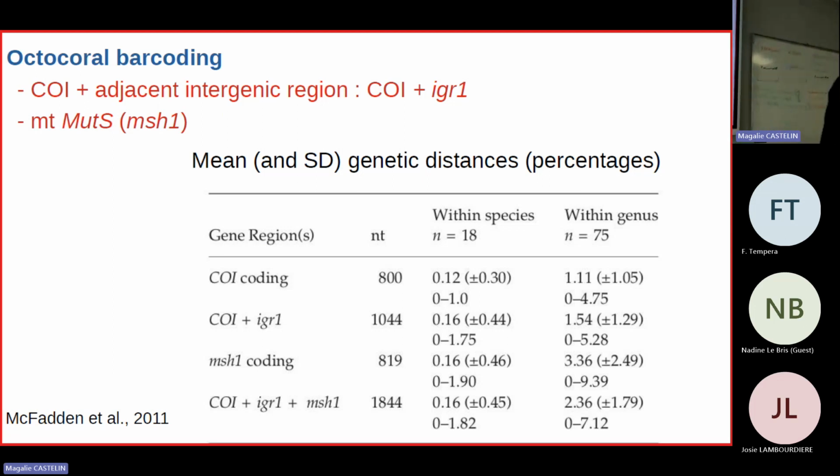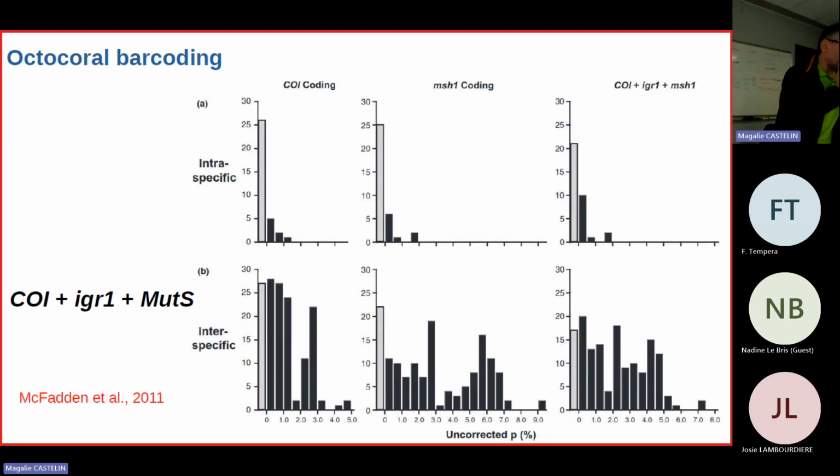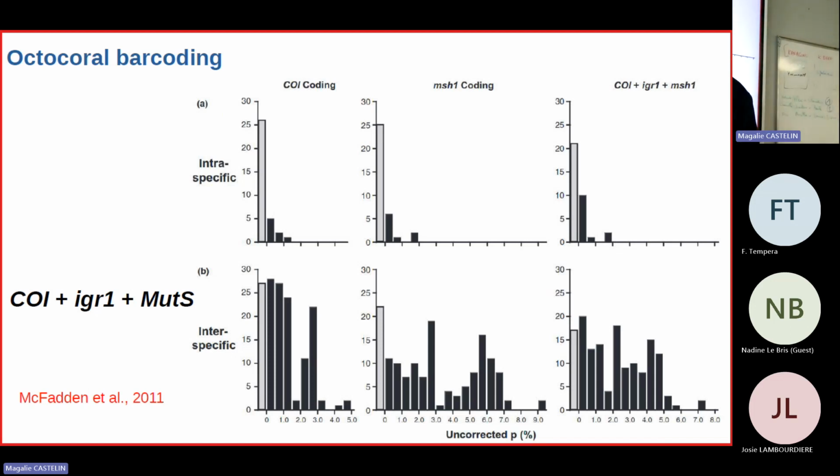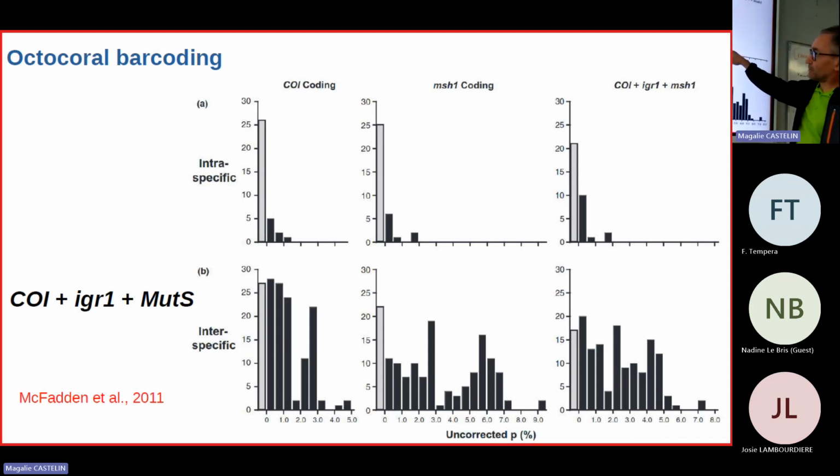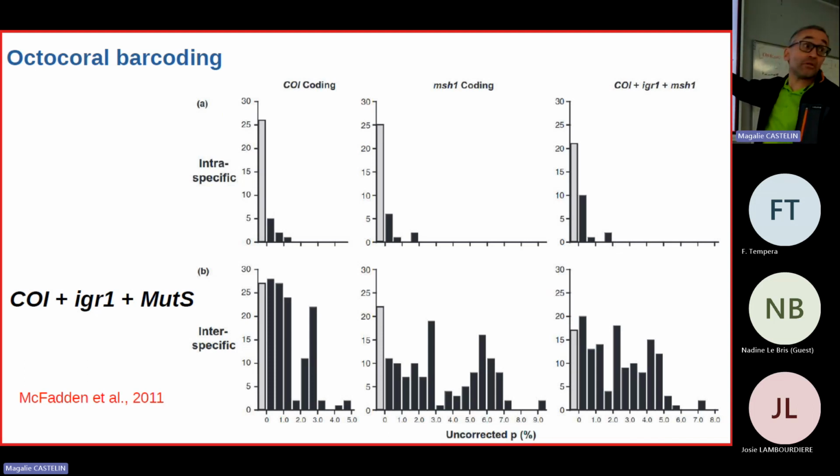and CO1 with MSH. I won't stay there, but this is another representation of that with histograms, which present either CO1 alone, MSH alone, CO1, IGR, MSH, the extended barcode, which present the distribution of the distances inside species or between species. And here it's the zero. That means you have no difference.